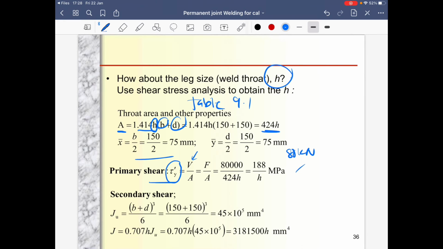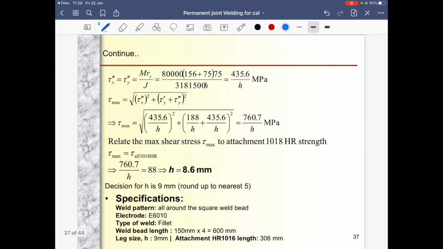For the secondary shear, for category 5, you get this value: J_u equals (B plus D) to the power of 3 over 6. You put the J_u into the second polar moment, and you get the second polar moment for the secondary shear. Because our B equals D, the secondary shear stresses in X and Y are the same. You put them in the square root to get the maximum shear stress. From the maximum shear stress, you get this expression with H.